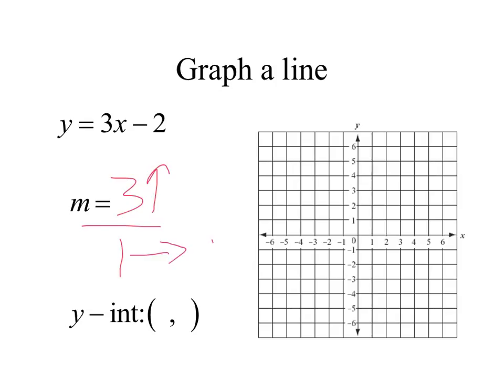Our b value is negative 2, making a y-intercept (0, negative 2). When we start to graph our equation, we're going to start at our y-intercept, (0, negative 2). Then we're going to go up 3 because of our rise, and to the right 1 for the run. Then we connect our dots, giving us the equation of our line.